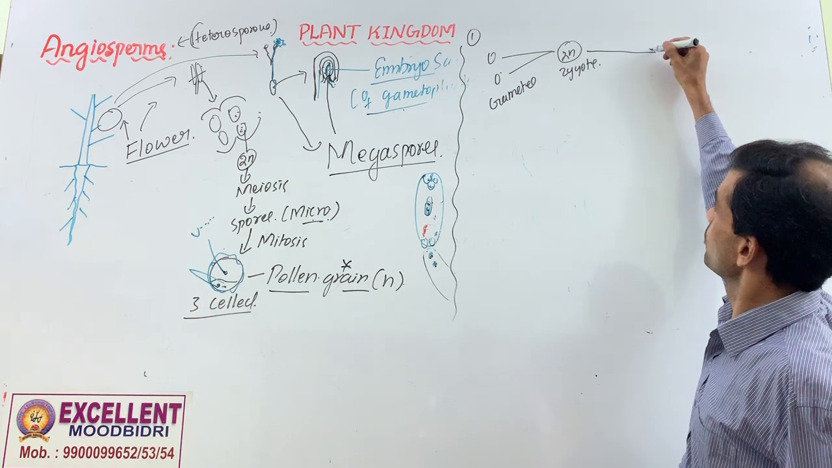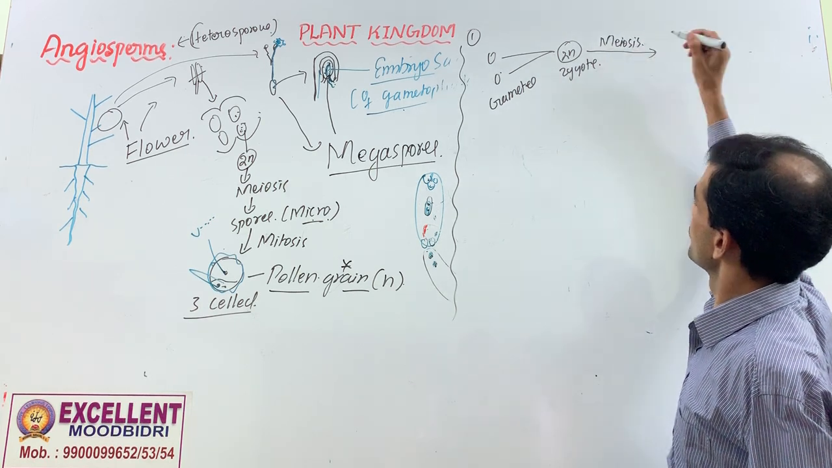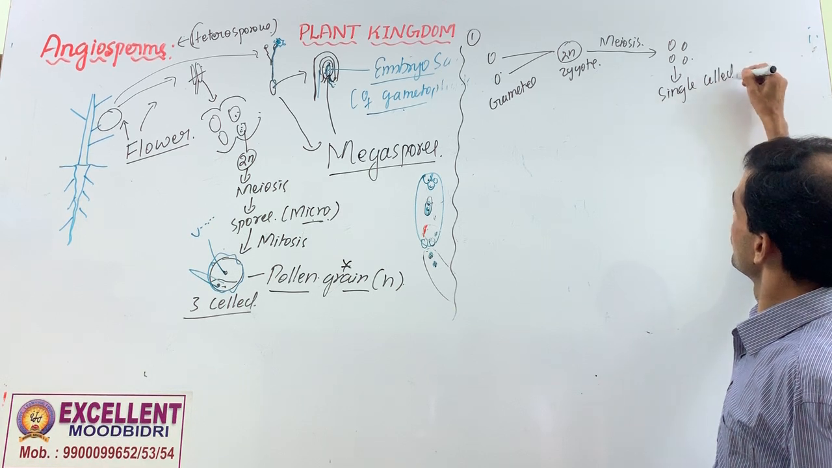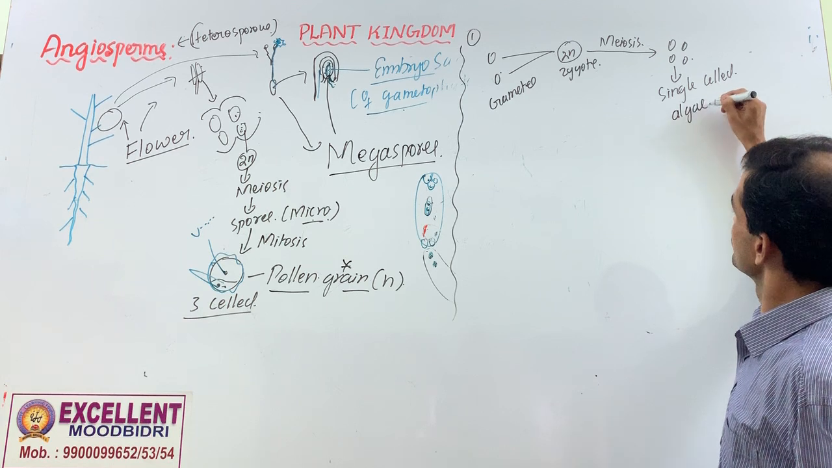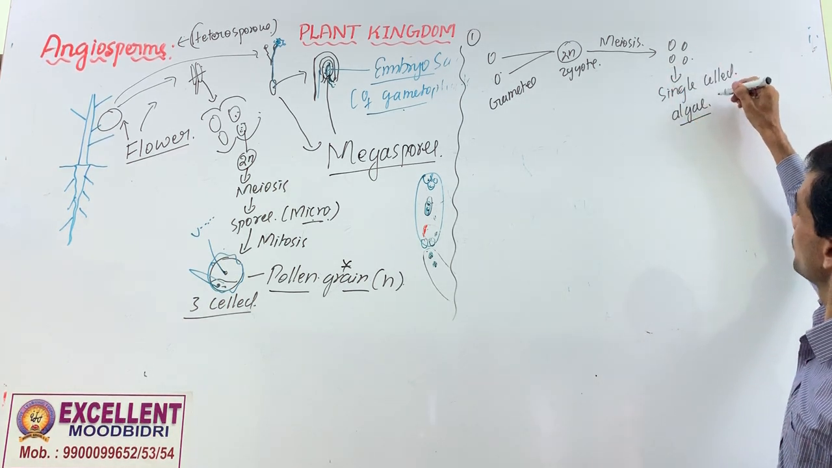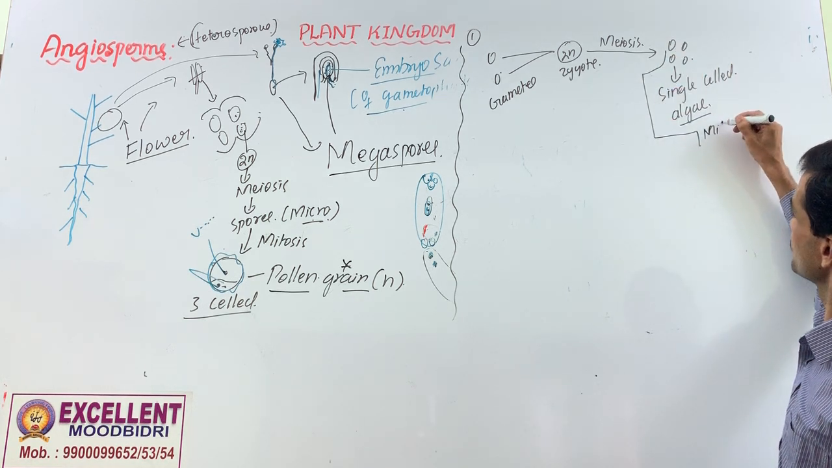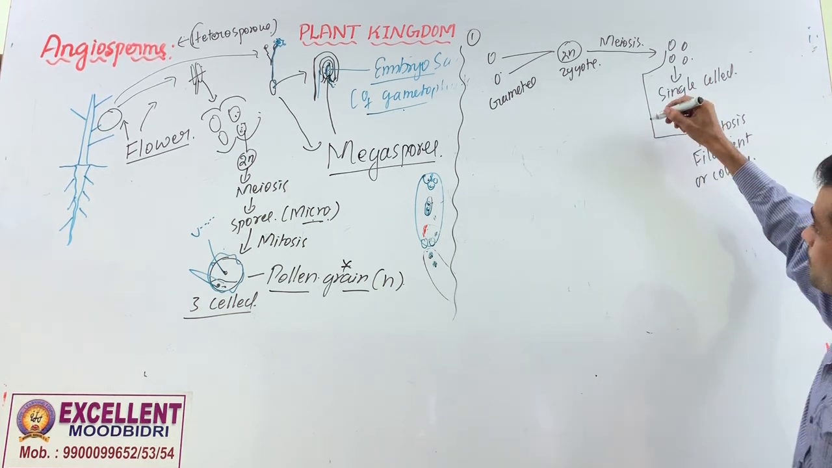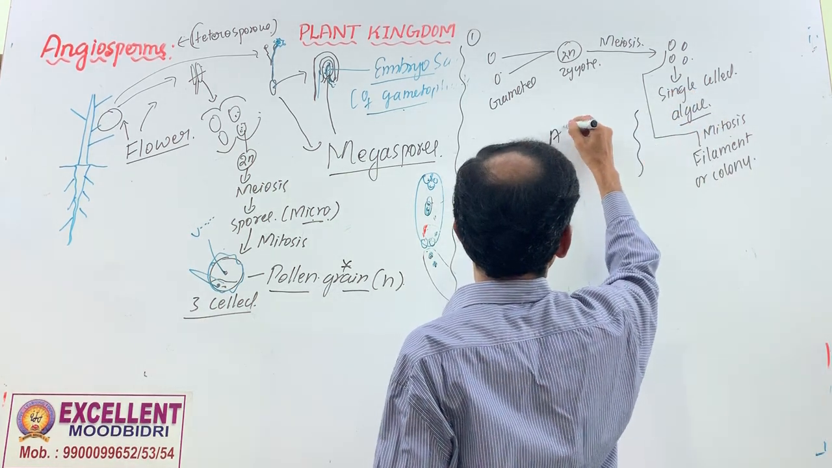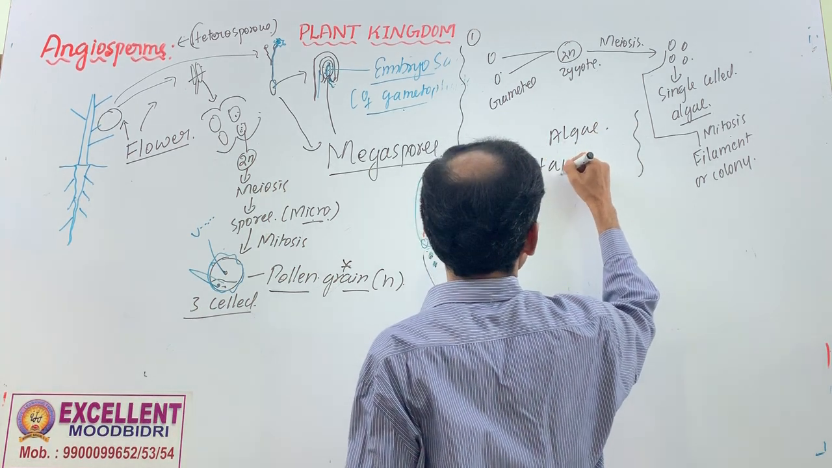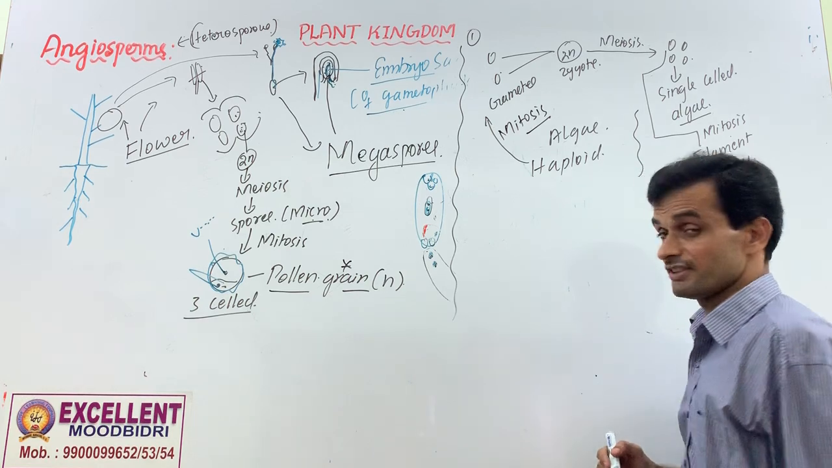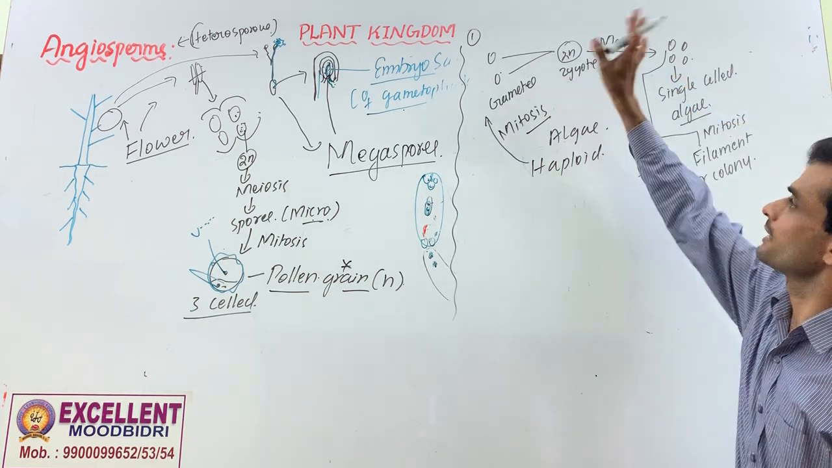But this zygote undergoes meiosis to form haploid cells that become single-celled algae, or it can undergo mitosis to form a single filament or a single colony, a haploid colony of haploid cells. That means the plant body, the algae, would be haploid. That will undergo mitosis to form gametes. So what you understand from this is that the diploid stage is only the zygote.